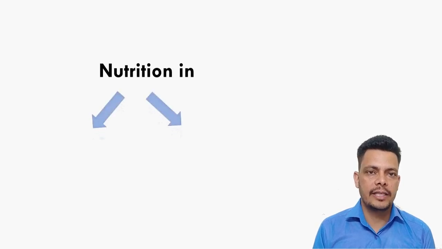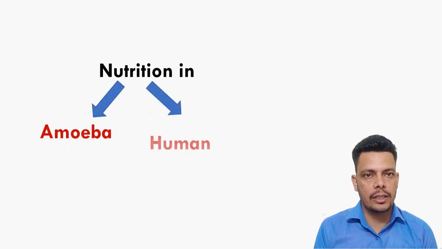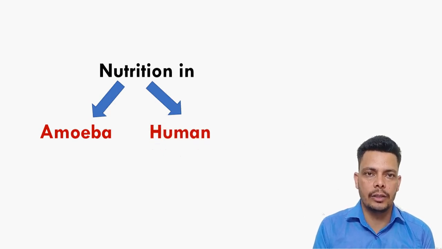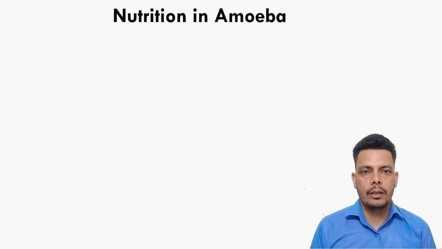We have talked about the three categories. The first category is the holozoic mode of nutrition. In this category, we will take two organisms. One is unicellular and the other is multicellular. For the unicellular we will take amoeba, and for the multicellular we will study the digestive system, or the system of nutrition, in humans. So let's start with the amoeba.